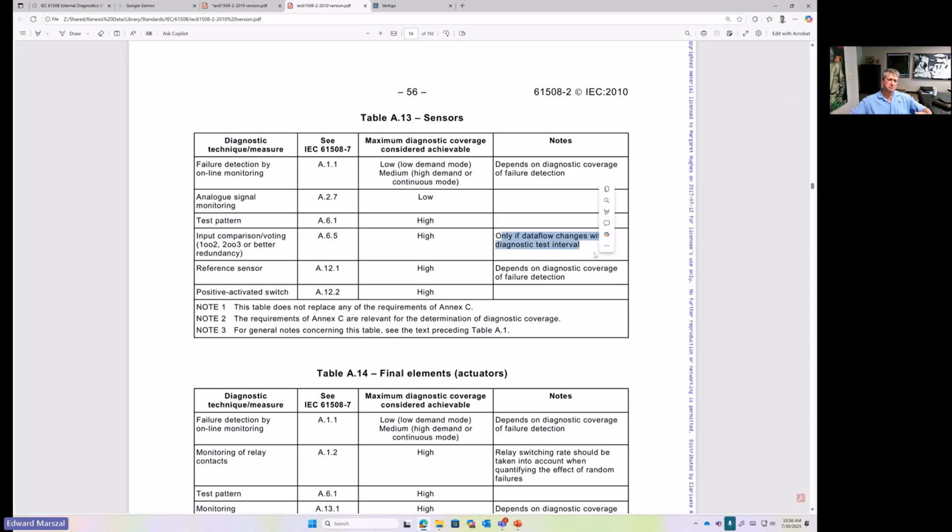And I would back out a little bit and say that the data flow needs to change within the process safety time, because I need to know that I'm going to be able to detect and repair before I get into trouble, or detect quick enough that I can take some sort of manual action to be able to get me to a safe state.